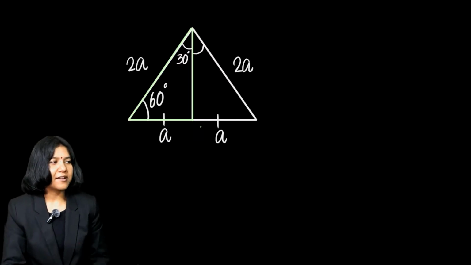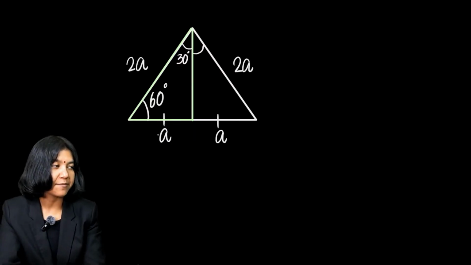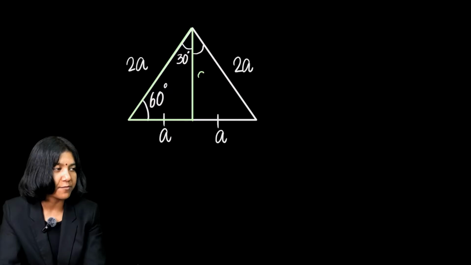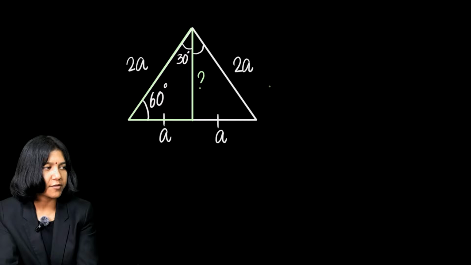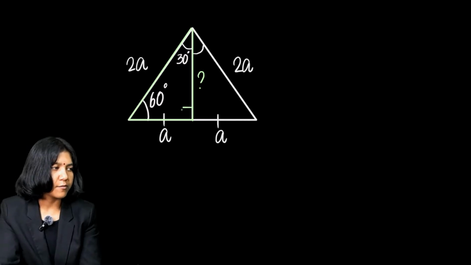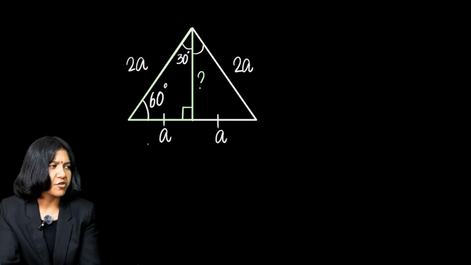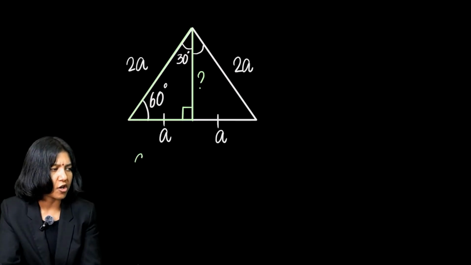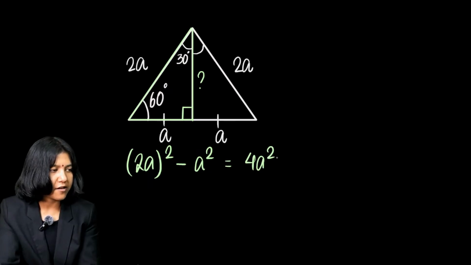Now, in this right triangle, I know my hypotenuse, I know my base, but I don't know my perpendicular. So I will use the Pythagoras theorem again. It will be very helpful here. One side is missing, so I just have to subtract, because the hypotenuse is always the longest one. From the hypotenuse square, 2a square is 4a square, I subtract a square, which gives me 3a square.